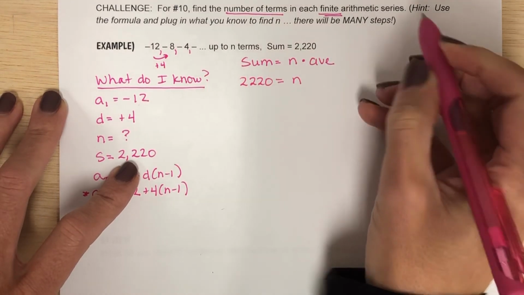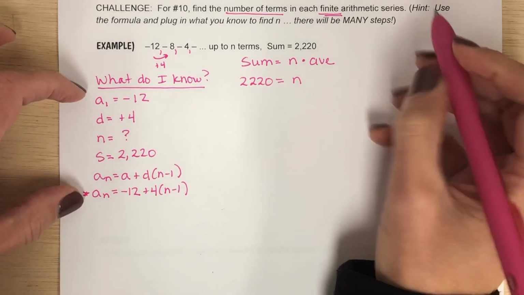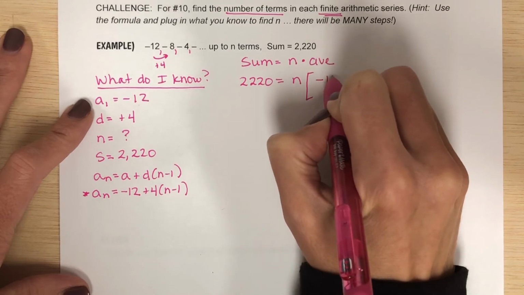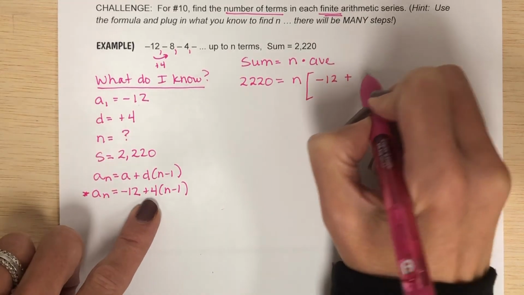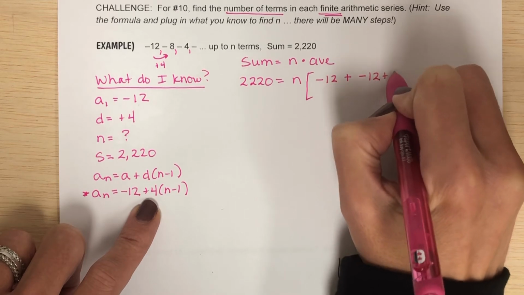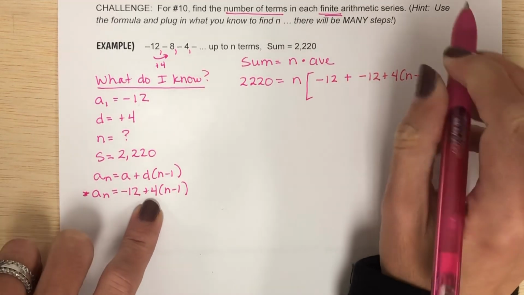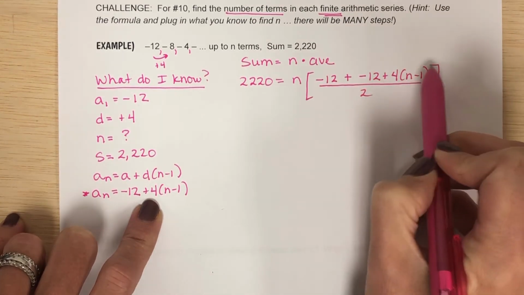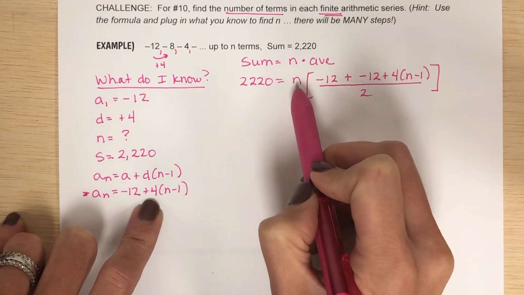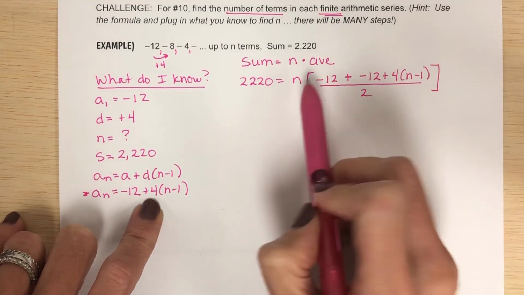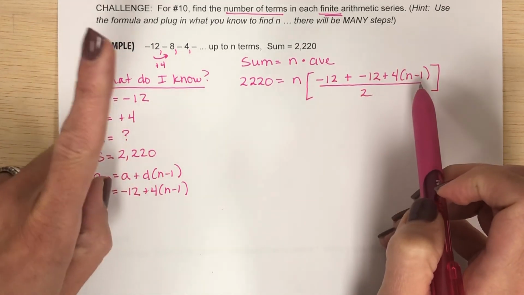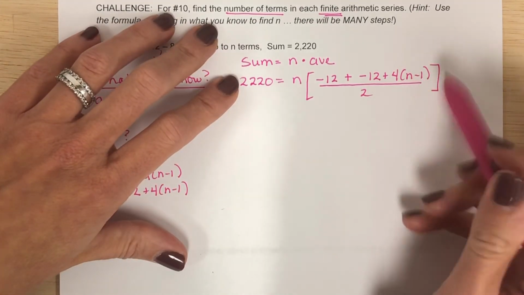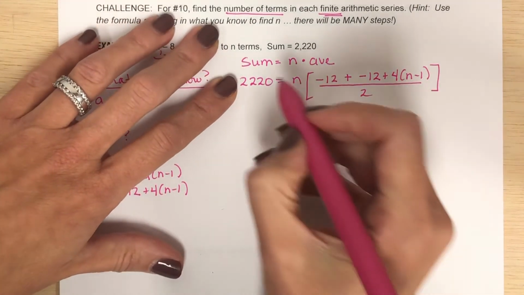I do not know n, but I can write what my average is. My average is my first term plus my last term, which is -12 plus 4 times (n minus 1), all divided by 2. So this is my average, and this is my number of terms. I only have one variable, so I can solve this, but it might look a little funky. Let's use our rules for algebra and start simplifying.